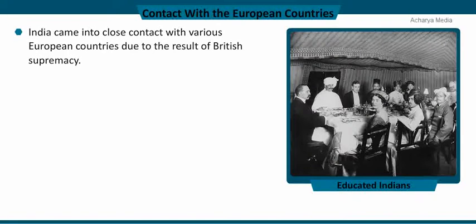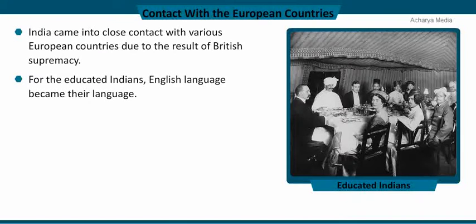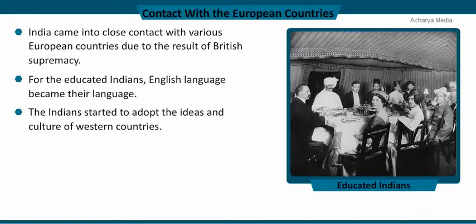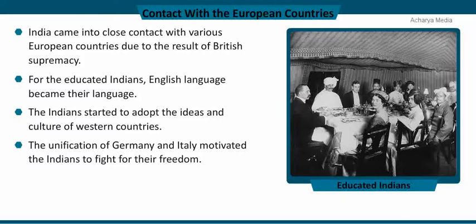Contact with the European countries. India came into close contact with various European countries as a result of British supremacy. For the educated Indians, English language became their language. The Indians started to adopt the ideas and culture of Western countries. The unification of Germany and Italy motivated the Indians to fight for their freedom.